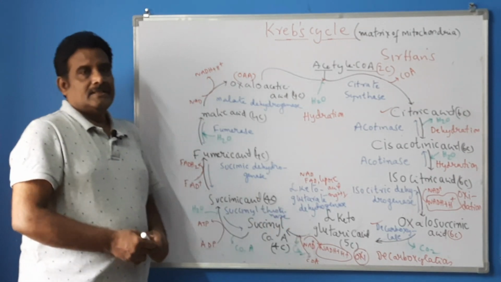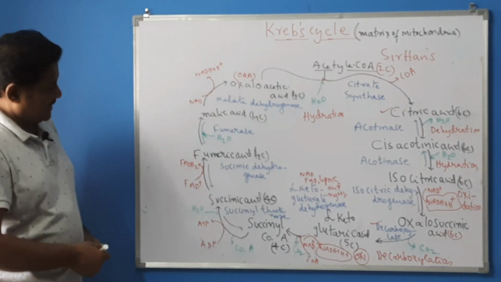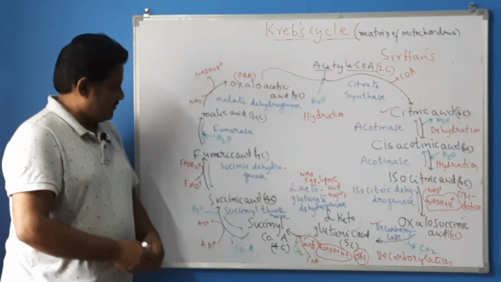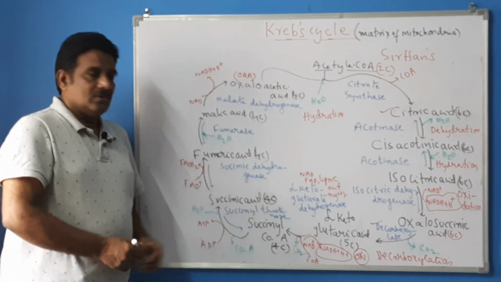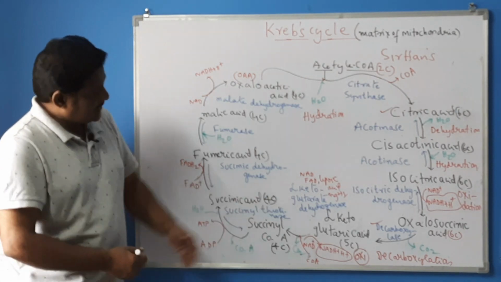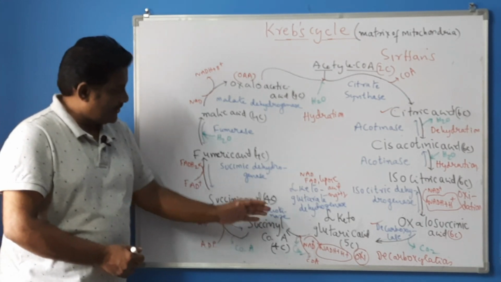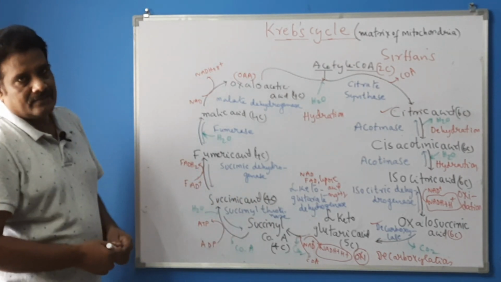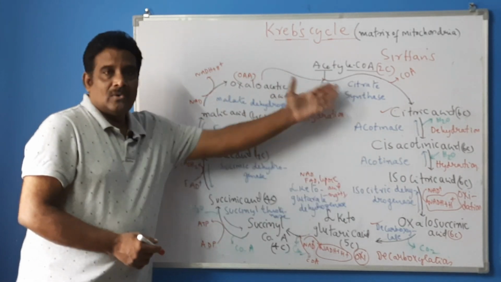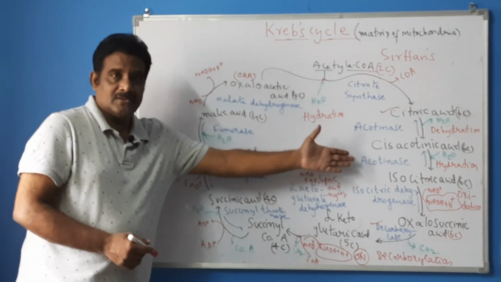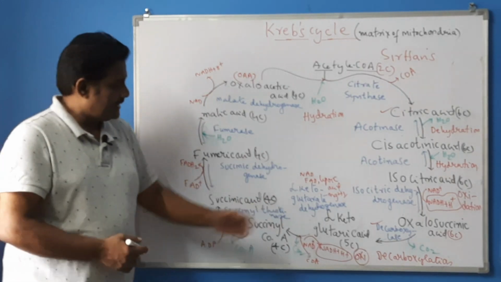And then in the next step, succinyl coenzyme A, a 4-carbon compound, is converted into succinic acid. Succinic acid is also a 4-carbon compound. In this particular step, one of the enzymes involved is known as succinyl thiokinase. Just like other reactions happen in the presence of enzymes, the same reaction happens here with the help of the enzyme succinyl thiokinase.